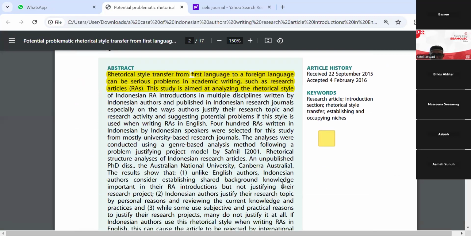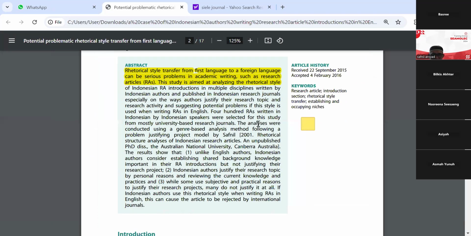For the abstract, it contains 5 moves. Move 1 is the background: rhetorical style transfer from a first language to a foreign language can be a serious problem. Yes, this is a problem. The second move: the study is aimed at this. Yes, that's right, 5 moves. What else? And method. Unpublished PhD.